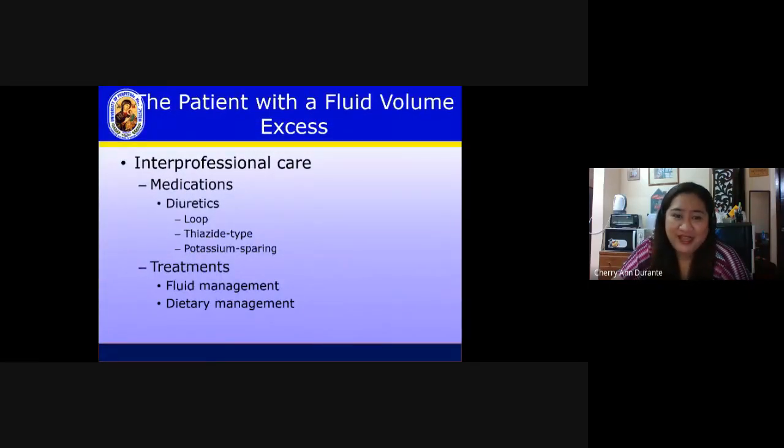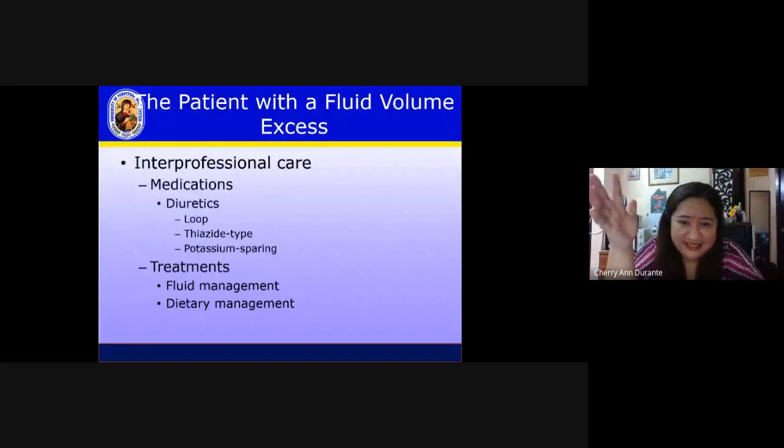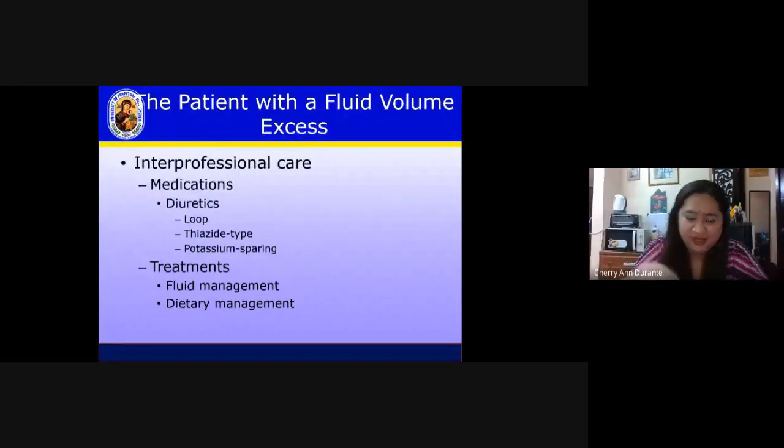Okay, and then you have there your dietary management. So isa sa mga pinakamahirap i-follow, especially for patients with kidney problems, no? So it's very difficult to follow your dietary restrictions. So we'll talk about more of your kidney diseases maybe as we go along.